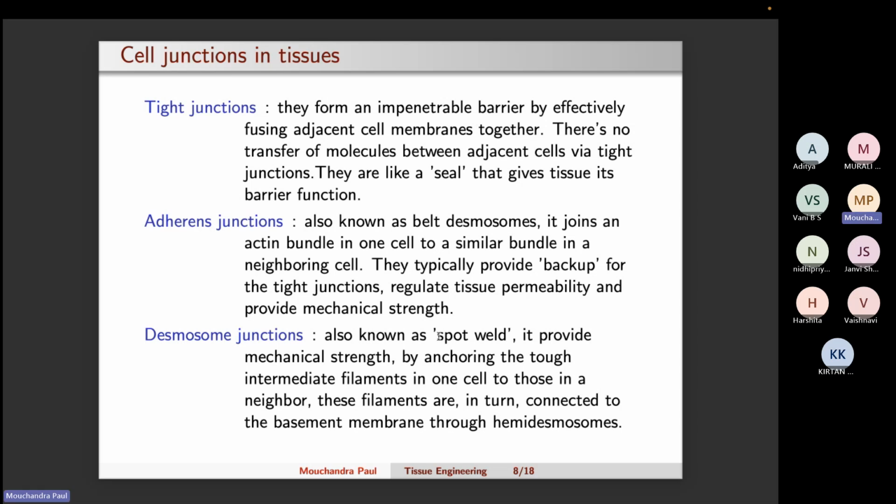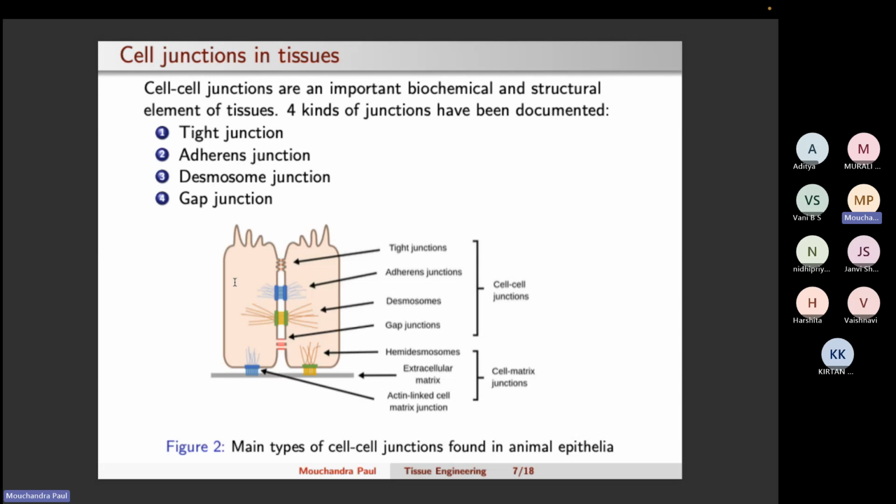And these intermediate filaments, if you recall, are also linked with the ECM through another integrin-based junction, the hemidesmosomes. So in this diagram, you can see these are tight junctions, these are adhering junctions. Here the actin filaments of one cell are linked to another cell, and the desmosome is connecting the intermediate filaments.